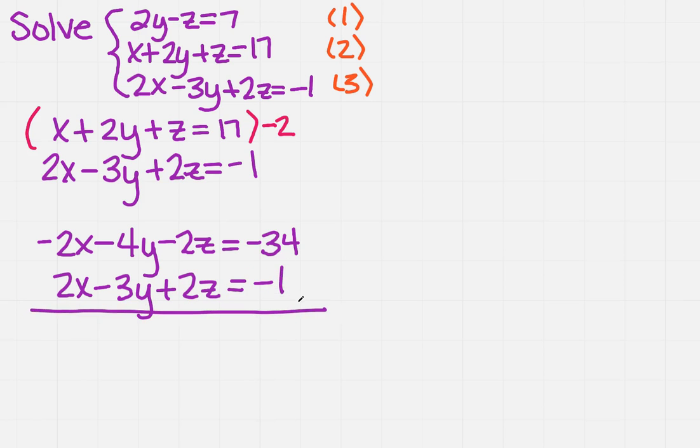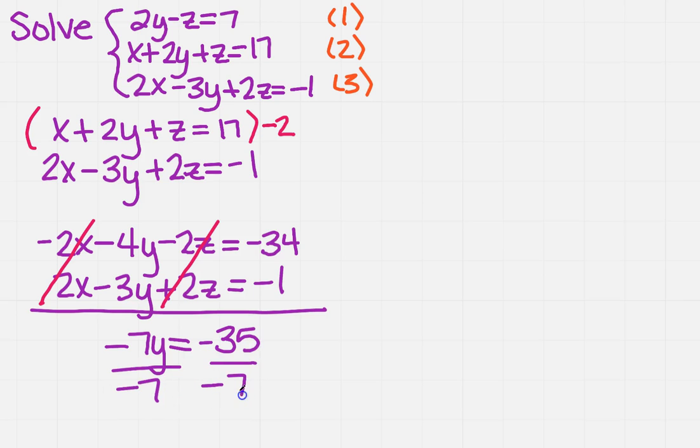Now, when I add, I notice that the x's cancel, but oh, look at that, the z's are also going to cancel. So that's just going to leave me with minus 7y equals minus 35. I'm going to divide both sides by negative 7. So y equals 5. Wow, not exactly what I expected to happen, but hey, that's great.